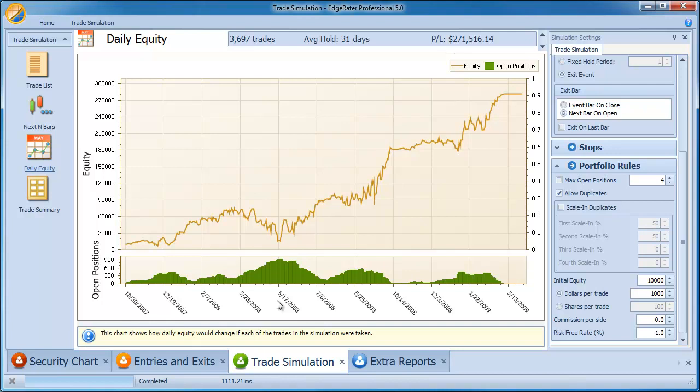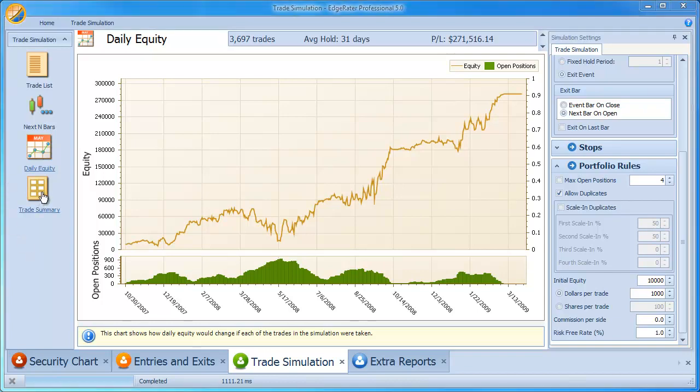So I want to get a statistical summary of all of these trades, and then later I'll go back and refine it and restrict the number of trades and the number of open positions that I have. But first of all, I'm just trying to get a statistical idea of whether this particular trading strategy has an edge and can be tweaked into a trading system.